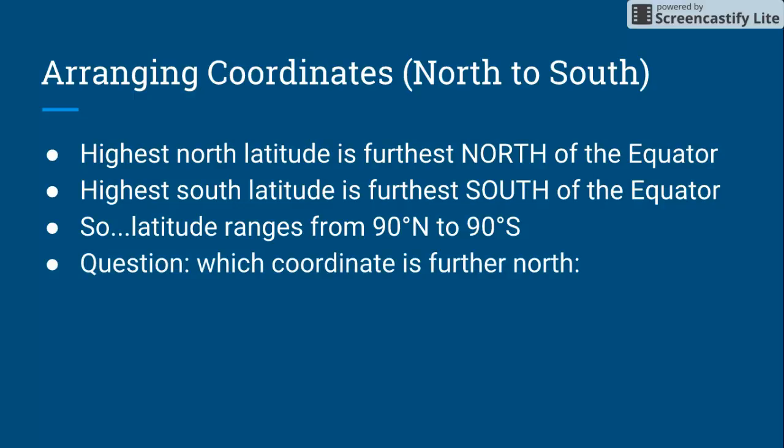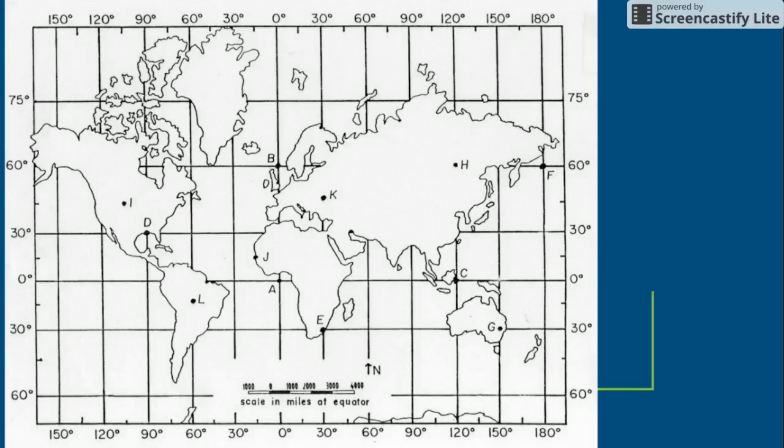So based on that, think about this question. Which coordinate is going to be further north? 60 degrees north or 30 degrees north? Which one of these two is further north? Maybe you need a map to help. So if you do, here's one that's labeled. We have 60 degrees north right here, 30 degrees north right here.